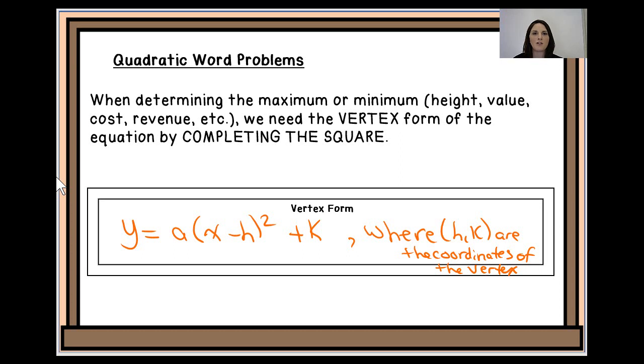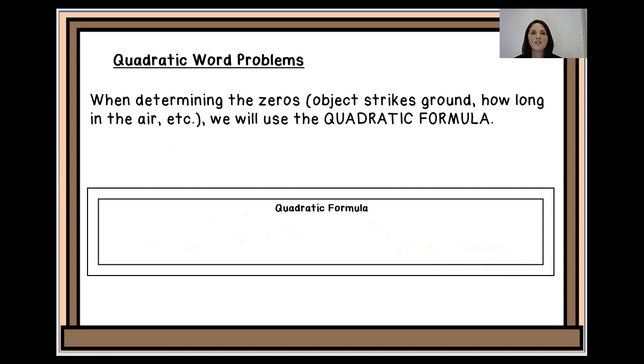Okay, let's recap the quadratic formula next. When determining the zeros, the roots, or the x-intercepts, we might be asked questions like when does the object strike the ground, how long is the object in the air, etc. So we will need to use the quadratic formula to help us determine the answer. The quadratic formula, if you recall, is x equals negative b plus or minus the square root of b squared minus 4ac, all over 2a.